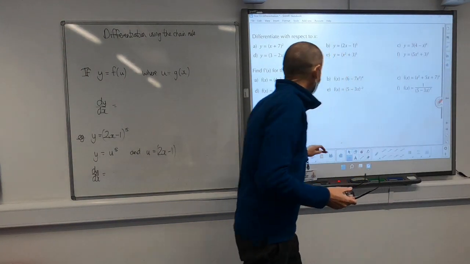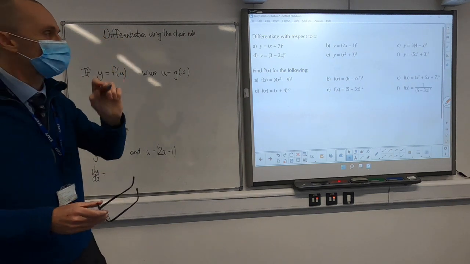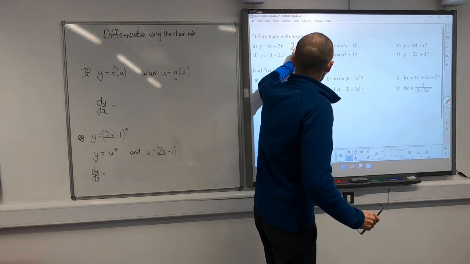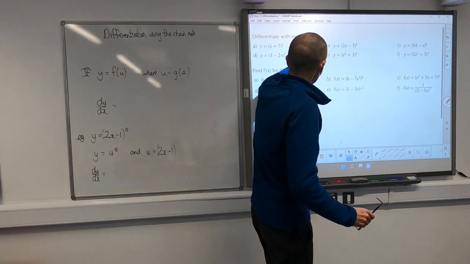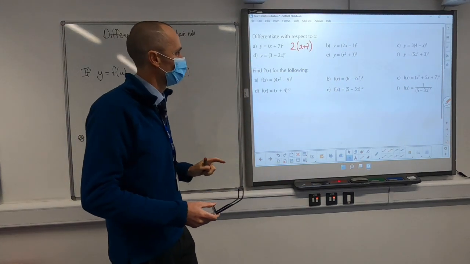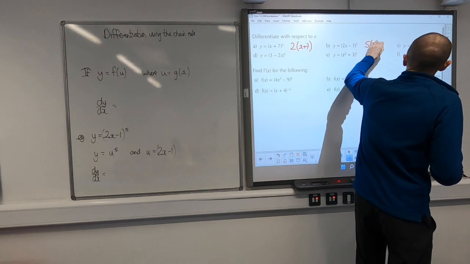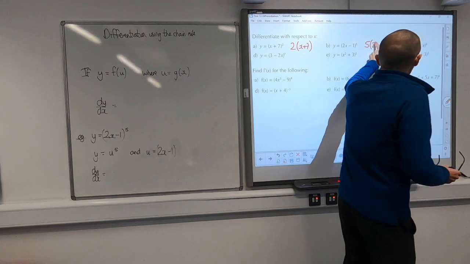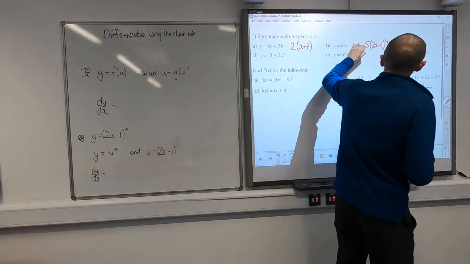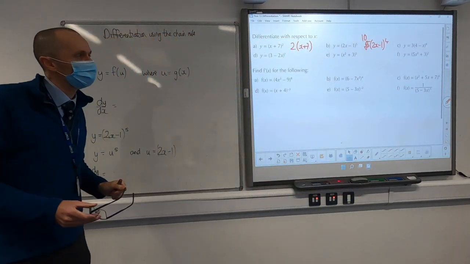So I'm going to write what dy by dx is in each case. I'm not going to write dy by dx equals. With this one, it will be 2 lots of x plus 7 to the power of 1 multiplied by what you get when you differentiate that, which is 1. So we just get that. Here we get 5 lots of 2x minus 1 to the power of 4 multiplied by what you get when you differentiate that, which is 2. So we actually get 10 lots of 2x minus 1 to the power of 4.